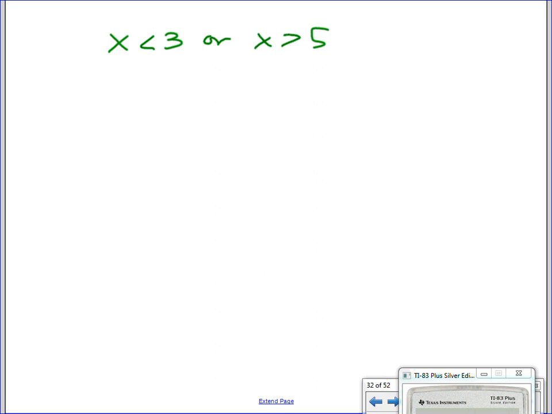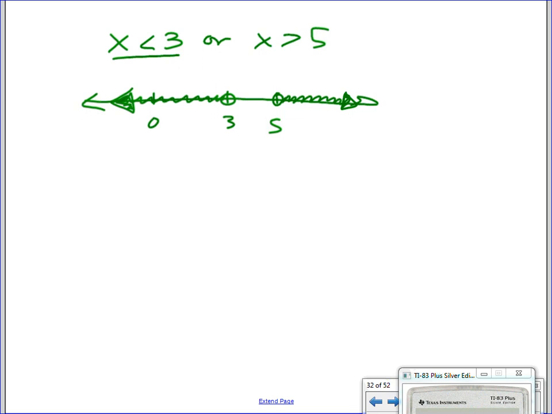So the graph of this "or" compound inequality, here's 0, here's 3, here's 5. We'd have an open circle on 3 and we'd color everything to the left, because as long as the numbers satisfy the first part of the inequality with the "or," we consider the whole thing satisfied. We would also have an open circle on 5 and we would color to the right, because again, as long as the numbers satisfy x is greater than 5, they would be considered part of the solution.